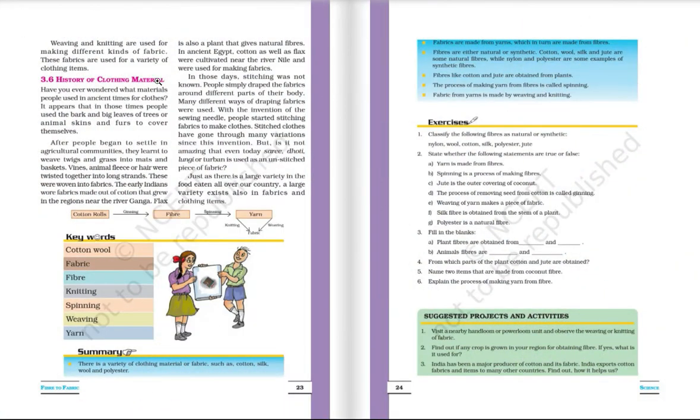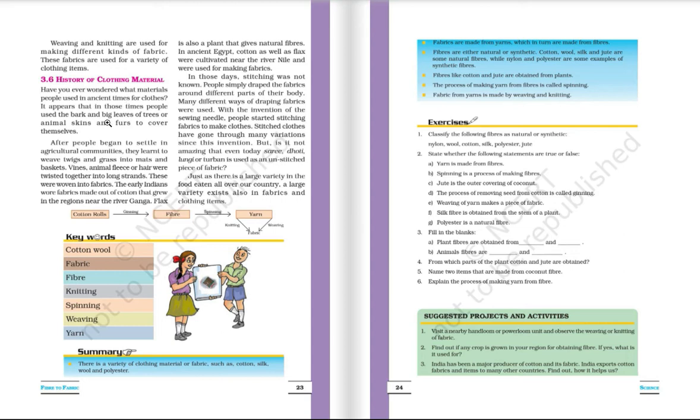Now, weaving and knitting are used for making different kinds of fabric. These fabrics are used for a variety of clothing items. History of clothing materials. So, now we have done how weaving and knitting are done, but now we'll learn the history of these clothing materials. So, have you ever wondered what materials people used in ancient times for clothes?